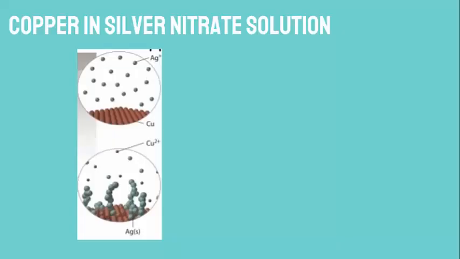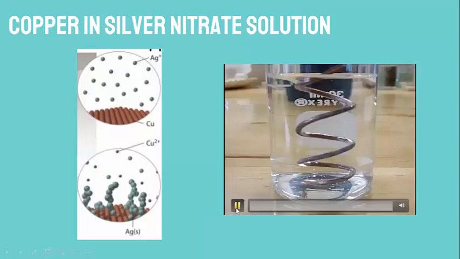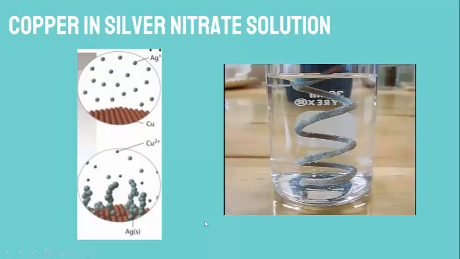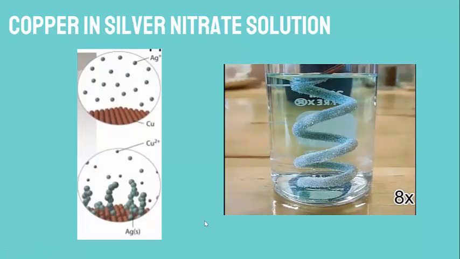The copper ions replace the silver ions in the solution, leaving the silver to fall behind. Let's see what that looks like. Notice the silver forming on the copper wire. And notice how the solution is turning blue. That's the copper ions going into the water.